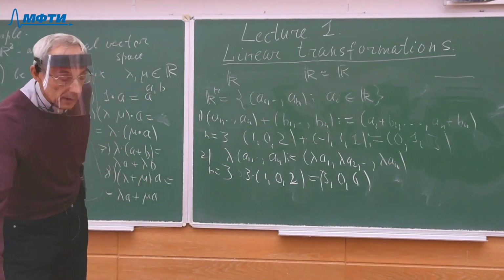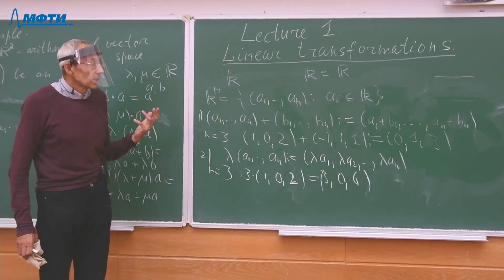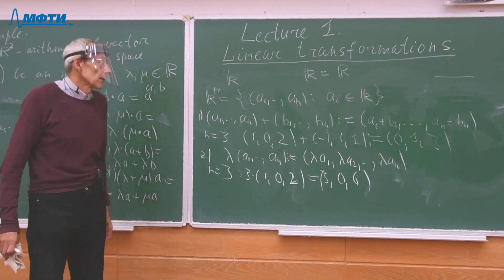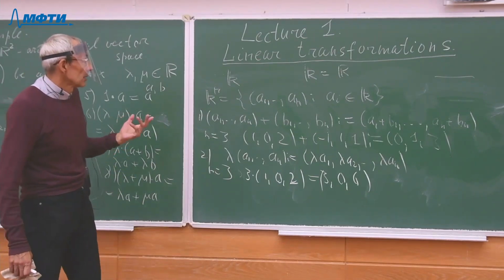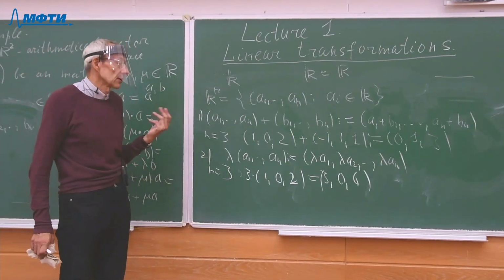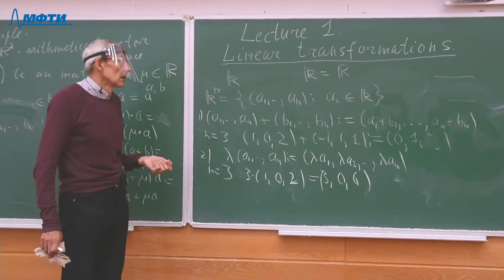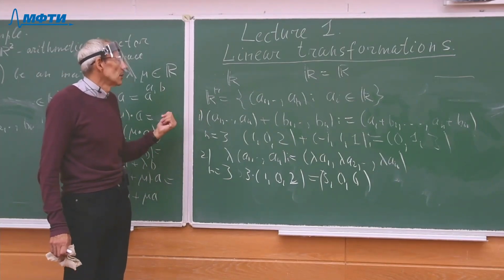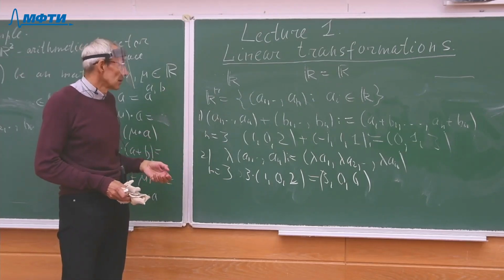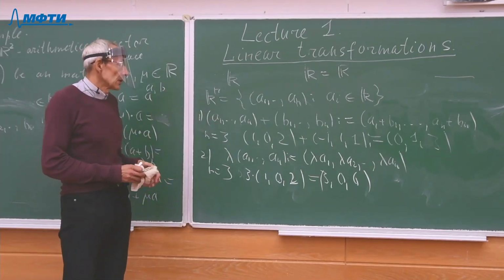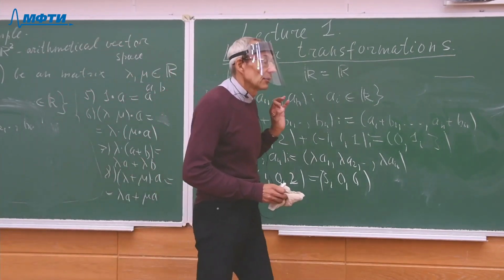This is a simple but very important example. The main idea of the consideration is the following: an arbitrary vector space can be reduced to this example. In what way? How can we reduce an arbitrary vector space to this simple example? Almost every, exactly every finite dimensional vector space.